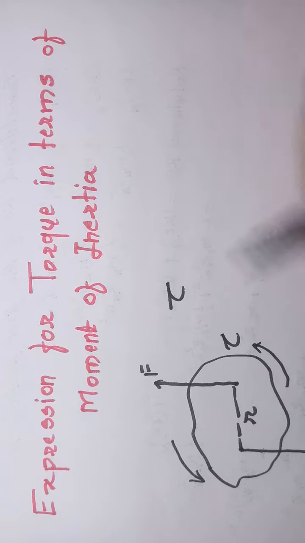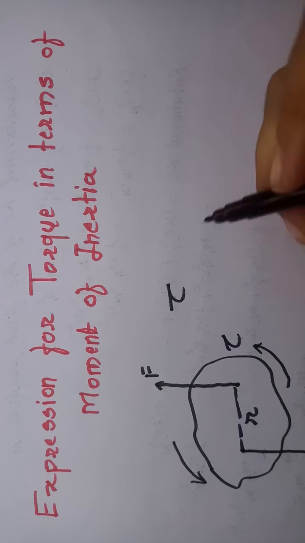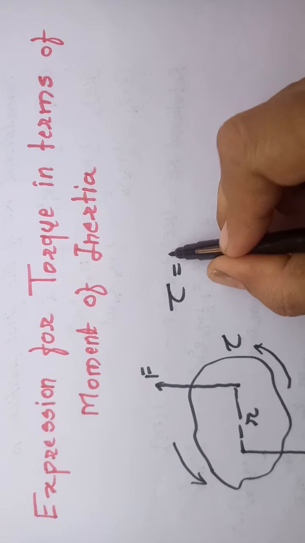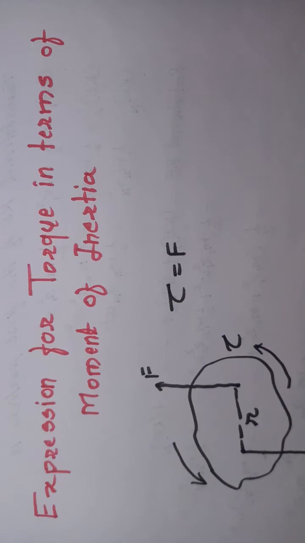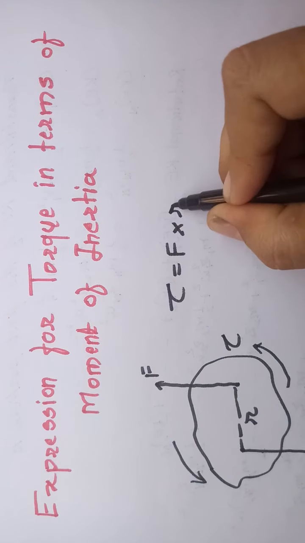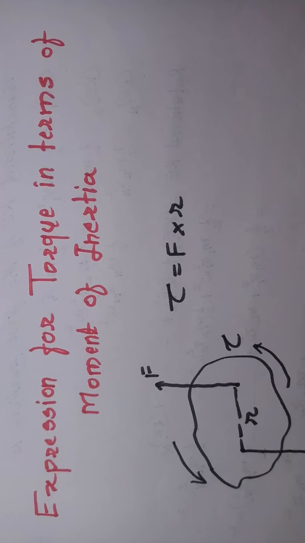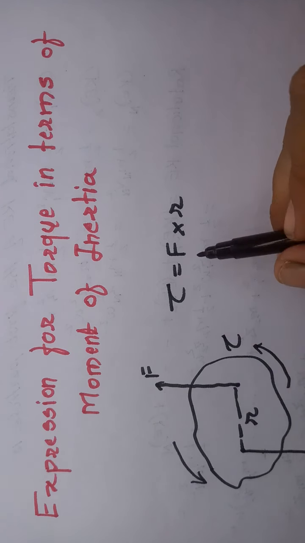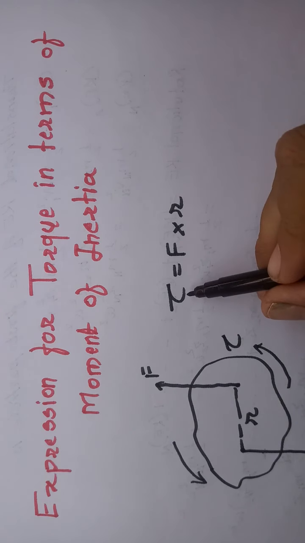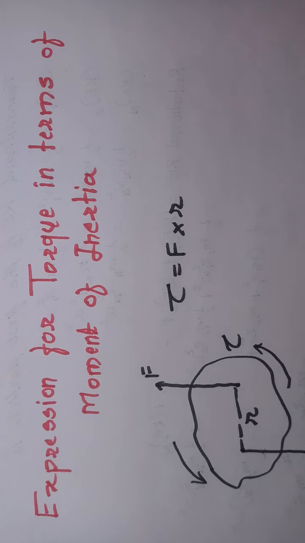How can we calculate that torque? The formula for that torque: torque is equal to the magnitude of one of the forces multiplied by this perpendicular distance. This is the torque. So due to the torque, the body can easily rotate. Now, we know the formula for torque. Torque is equal to force into the perpendicular distance between these two forces.